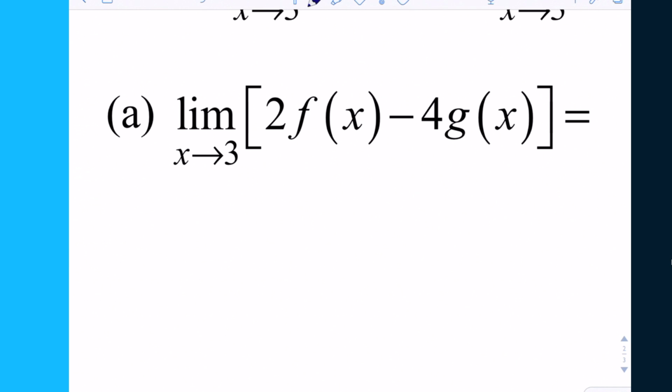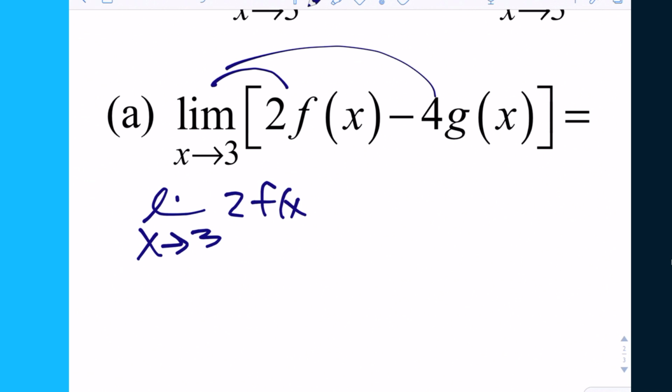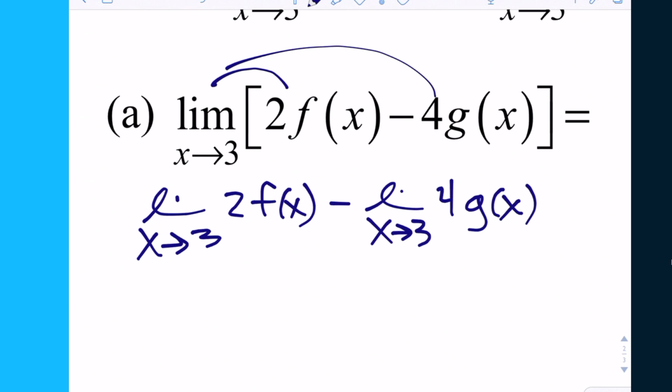So I'm going to show you how the properties work. And once you see the way it works, you're not going to have to go through this formal step of writing it out after you get the hang of it. But this is property number 1, first and foremost. This says the limit of a difference will become the difference of the limits. In other words, you can essentially give each of those their own limit. So this would be step 1. The limit as x goes to 3 of 2f of x minus the limit as x goes to 3 of 4g of x. And that would be property number 1.